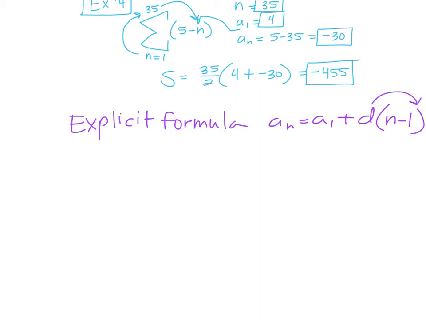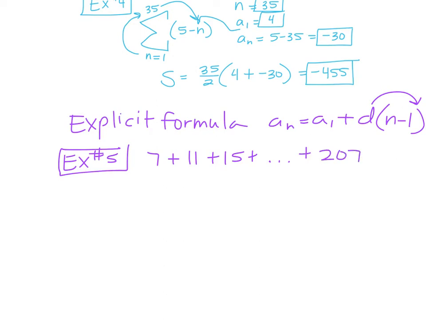That's fine too. So let's say I give you, for example 5, this series, 7 plus 11 plus 15 plus ... plus 207. Okay, we need to do 2 things. We need to write this in sigma notation. Summation notation is another way that you can say that. And then we want to evaluate the sum.